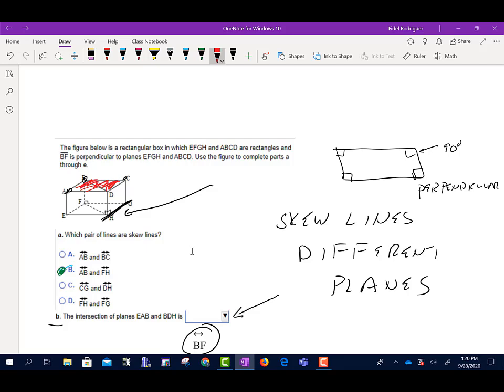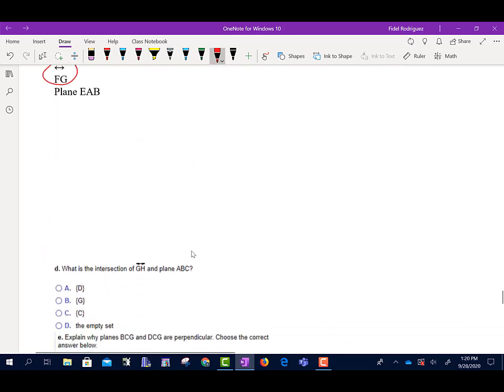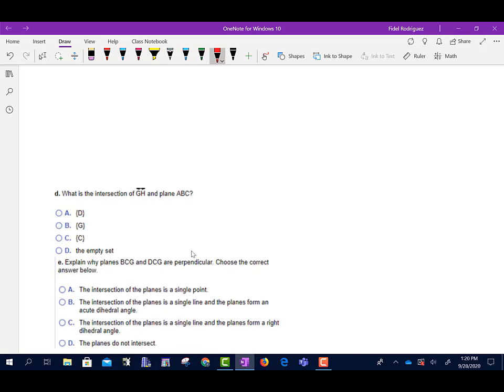Where do they intersect? And so if I come back over here and I look at my choices, well, we know that they don't intersect. So when they don't intersect, guys, this is what they call the empty set. No intersection. Okay?